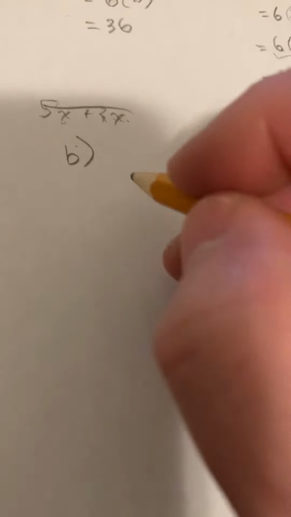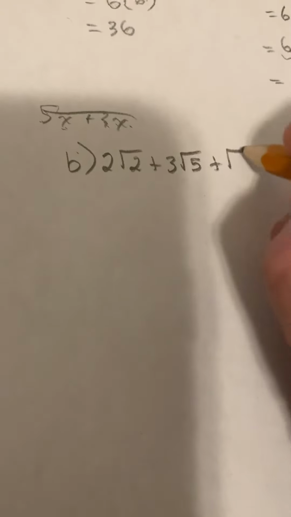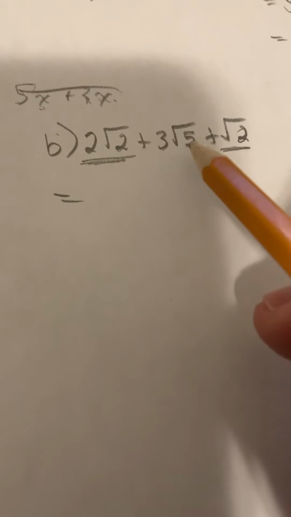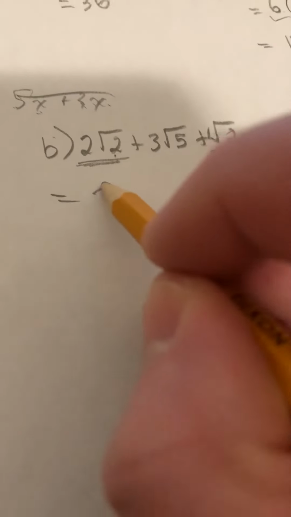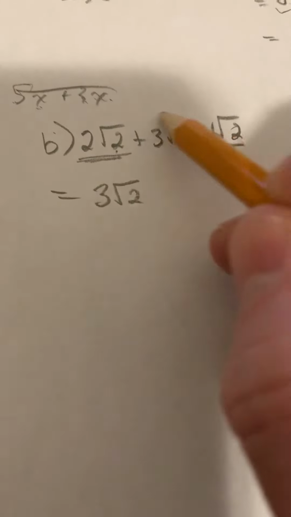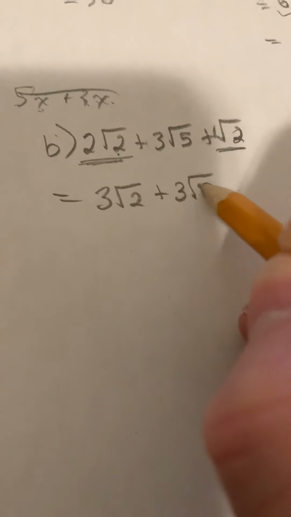Okay, B, we have 2 root 2 plus 3 root 5 plus root 2. Okay, so we're going to add. Again, we can only add like radicals together. So the like radicals that we can add is the 2 root 2 and the root 2. Okay, this is a square root of 5, so we can't use that number. So we have 2 root 2's here, and this is a 1 root 2, so that gives us 3 root 2. And this 3 root 5 doesn't have any like terms, so we just bring it down, and there's 3 root 5.